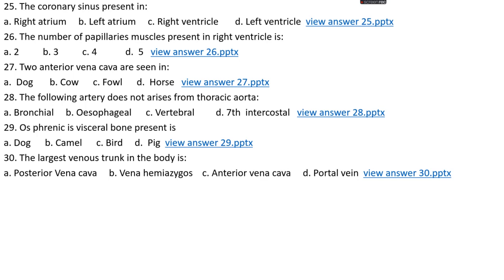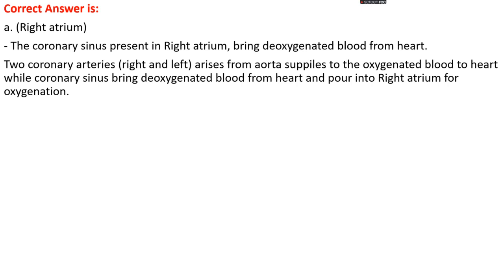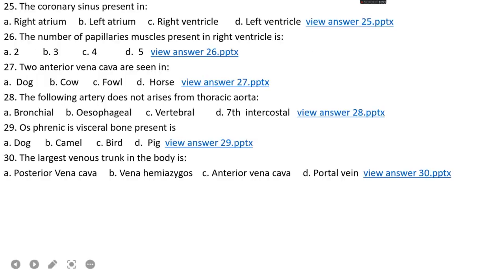Okay, question number 25. The coronary sinus is present in: option A, right atrium; option B, left atrium; option C, right ventricle; option D, left ventricle. The right answer is option A, the right atrium. The coronary sinus brings deoxygenated blood from the heart. The two coronary arteries, right and left, arise from the aorta and supply oxygenated blood to the heart, while the coronary sinus brings deoxygenated blood from the heart and pours it into the right atrium for oxygenation.